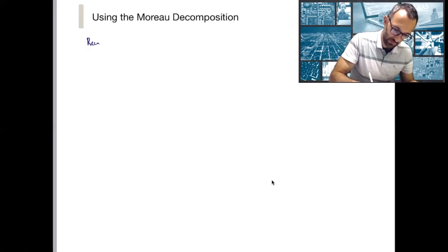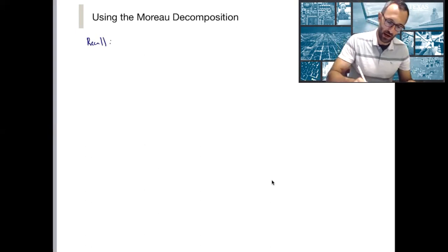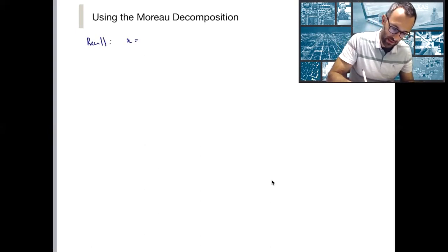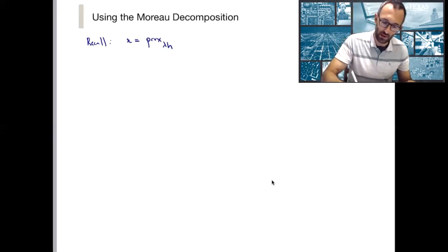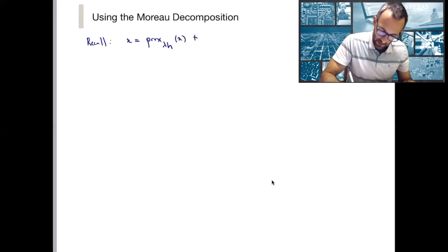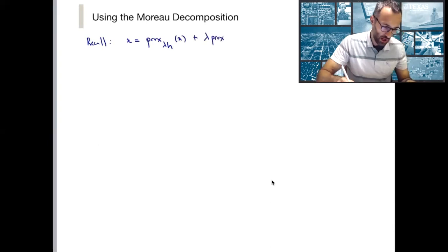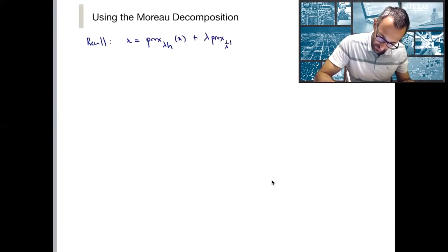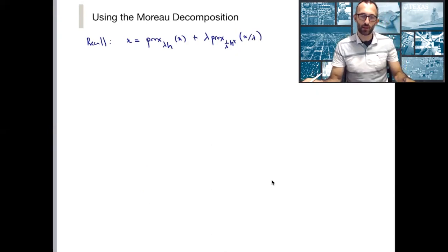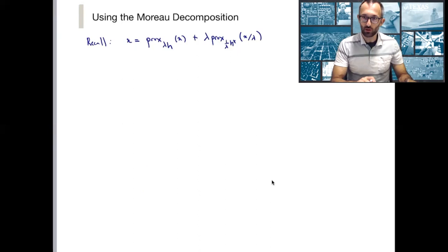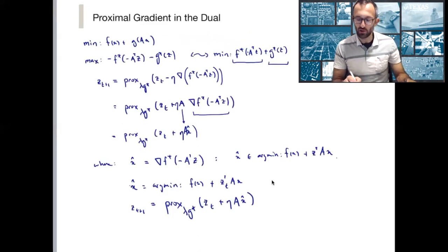So let's recall that the Moreau decomposition says that x is equal to prox lambda h, I'm just using h as my stand-in for the function, plus lambda times prox of the dual, the conjugate of h, at x divided by lambda. And so now, looking back at what we had, instead of the prox operator of g star, I can use the prox operator of g.